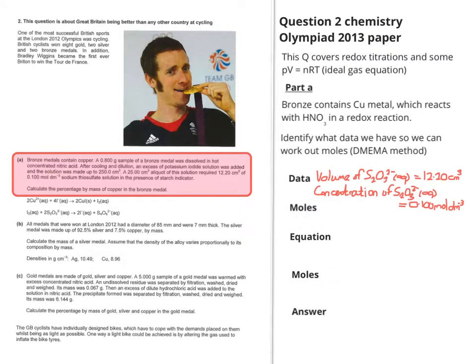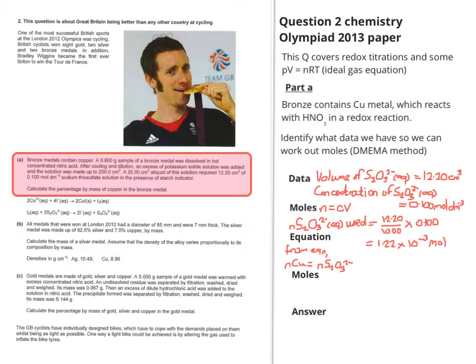Okay, so if we insert the values that we've got, we can see that the volume of thiosulfate that's used in the titre is 12.20 cm³, and the concentration is 0.100 moles per dm³. So that means we can work out the moles of thiosulfate that was used. Doing n equals c times v, we get 1.22 × 10⁻³ moles.